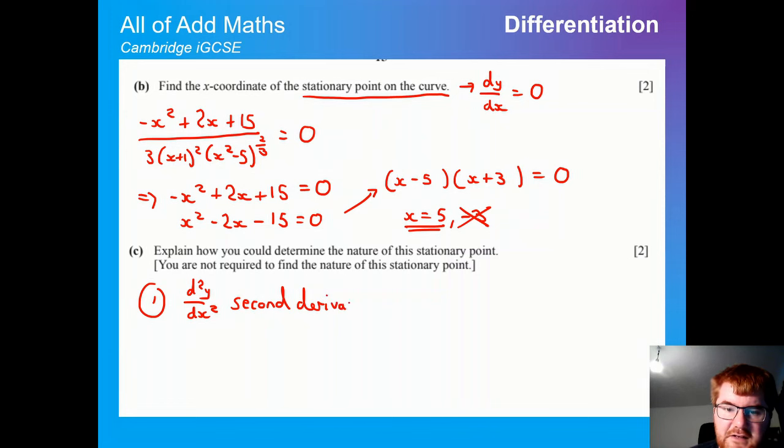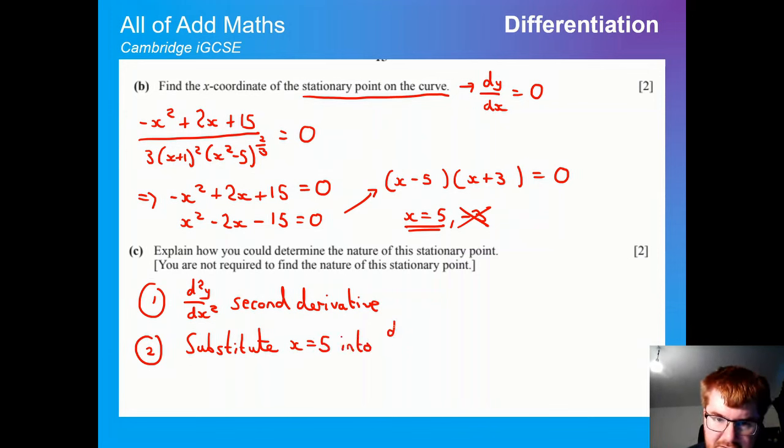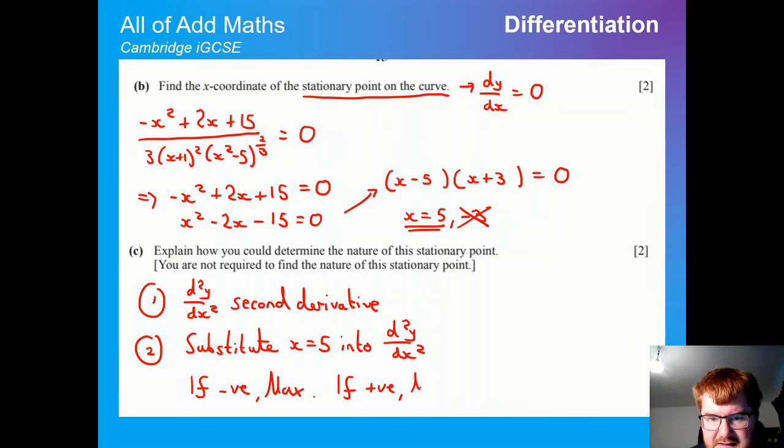So that's the first thing that we need to do. Then we substitute in x is equal to 5 into the second derivative, so into d2y over dx squared. If negative, then it's a maximum, and actually I think this probably is a maximum. If positive, then it's a minimum. So interesting question. They don't usually have these sort of description style questions, but if you're trying to work out a stationary point, the standard method is to find the second derivative, then substitute that 5 into the second derivative. If it's negative, it's a maximum. If it's positive, then it's a minimum.